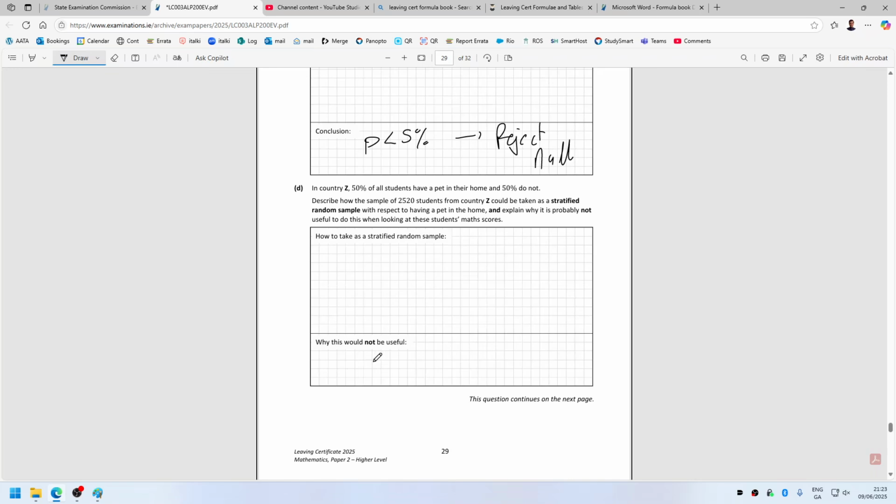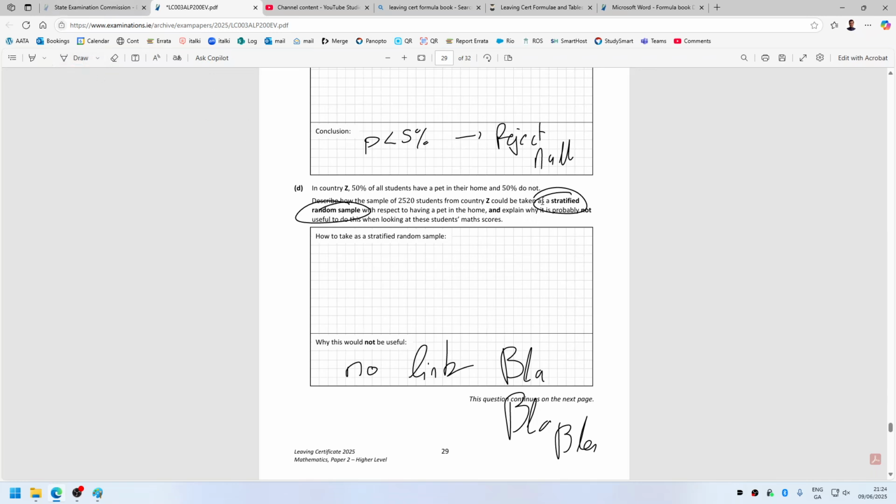Stratified. No, there's no link. I'm not gonna write anything. Blah blah blah blah blah. Why on earth would having a pet affect your math scores, really? Blah blah blah. And what's the stratified random sample? That's not the quota one. Totally don't want to mix up now.